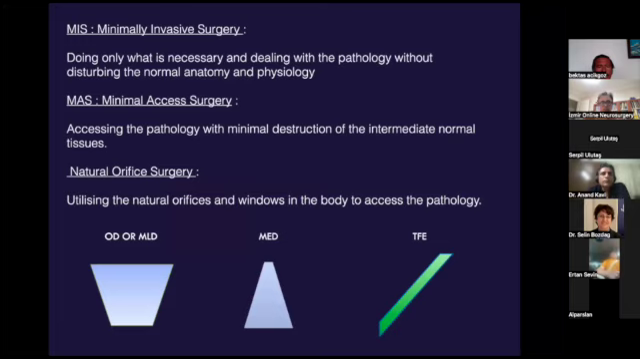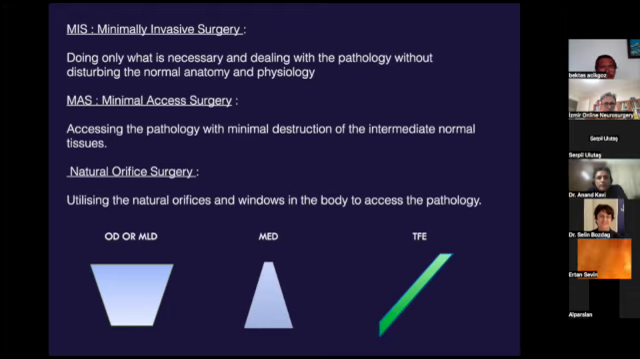Now let us see what actually the definition of these terms mean. So MIS, that is the minimally invasive surgery. What is the definition? It is doing only what is necessary and dealing with the pathology without disturbing the normal anatomy and physiology. That's the definition. What is minimal access surgery? It is accessing the pathology with minimal destruction of the intermediate normal tissues. Similarly, what is the term natural orifice surgery? It is utilizing the natural orifices and windows in the body to access the pathology.